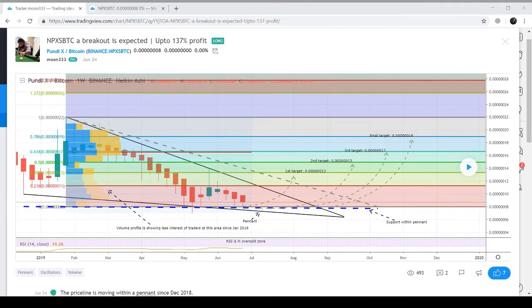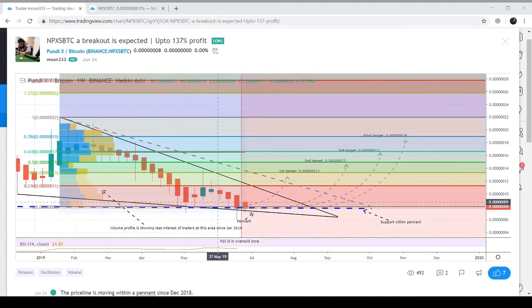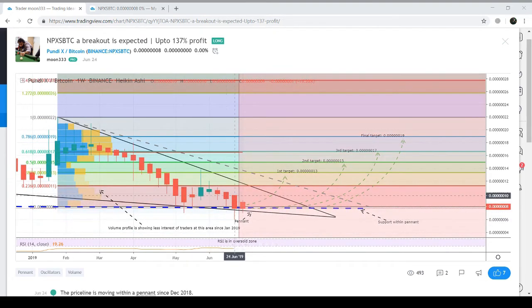The same chart I've published here on TradingView on 24th June, and you can see the price line is moving within a pennant, and this is the new support. This blue one is the new support above the pennant support, and if I play the idea, then you can see the price line or candlestick hits hard at the support to break it down, but couldn't break it.